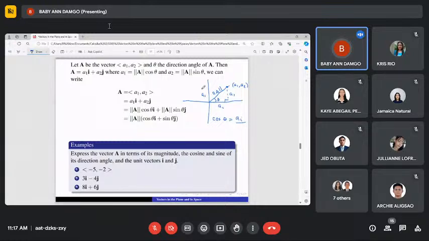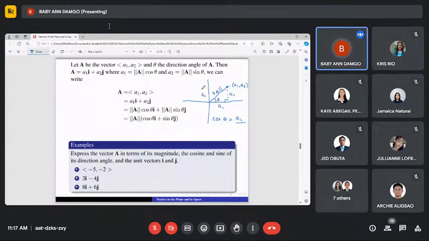For sine, we have sine theta. Sine is opposite over hypotenuse. So the opposite here is A sub 2 all over the magnitude of A. So we have this one, and simplify, this is the magnitude of A times sine theta. So that is what is substituted for A sub 2. And then factor out the magnitude of A. So we have the magnitude of A times cosine theta i plus sine theta j.